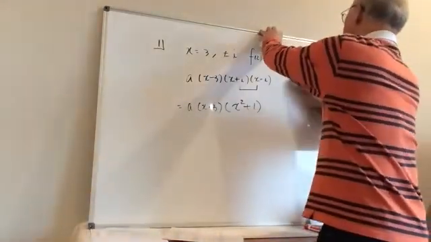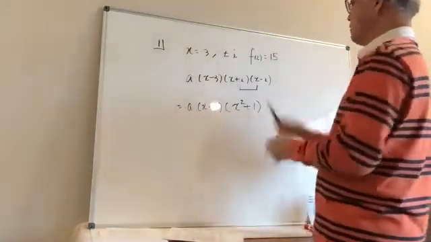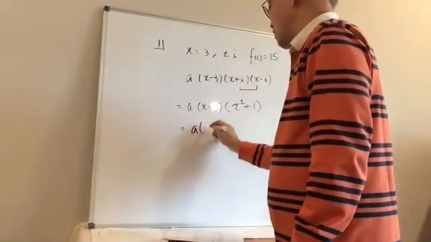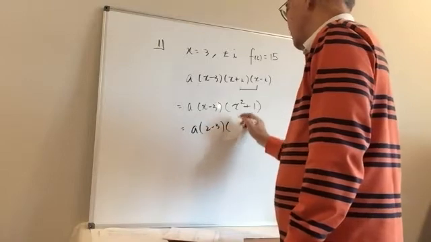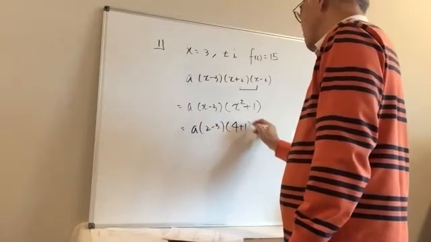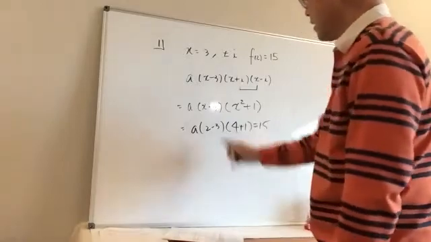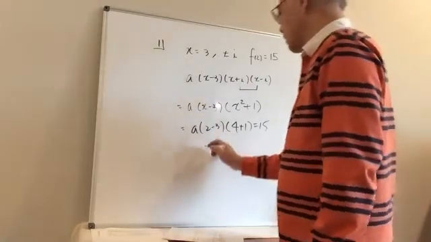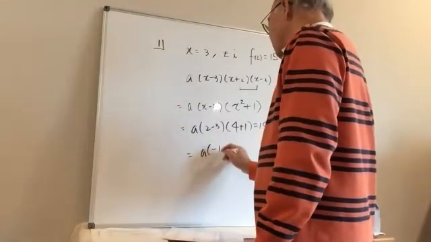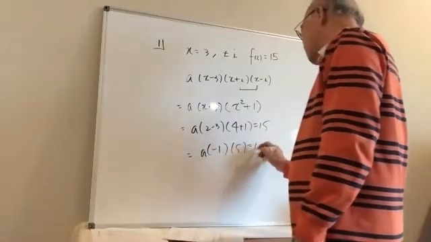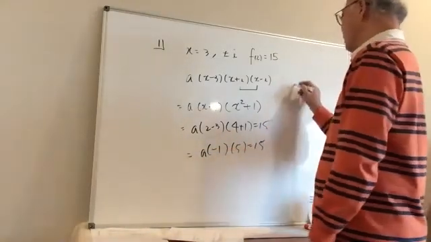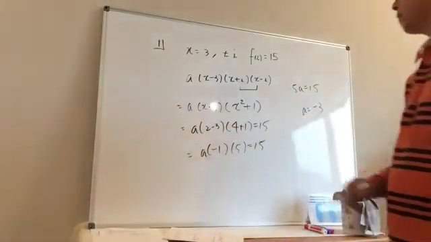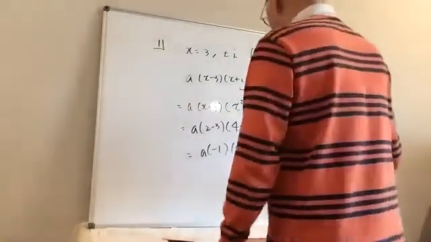So now, let's go ahead and see, we need to solve for a. So if I put 2 in, I'm supposed to get 15. So I'm going to get a times 2 minus 3, times 2 squared, 2 times 2 is 4, plus 1 is equal to 15. I get -1 here. I get 5 here. So I'm going to get a times -1 times 5 is equal to 15. Therefore, -5a is equal to 15. a is going to be equal to -3.